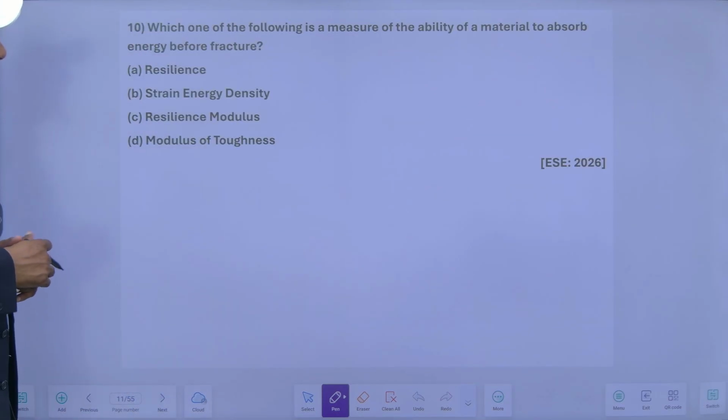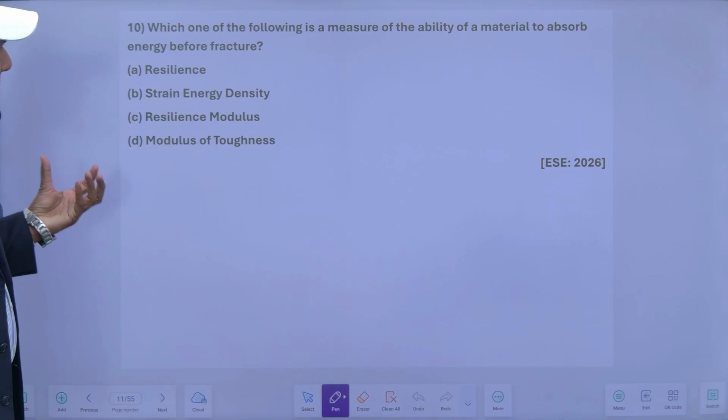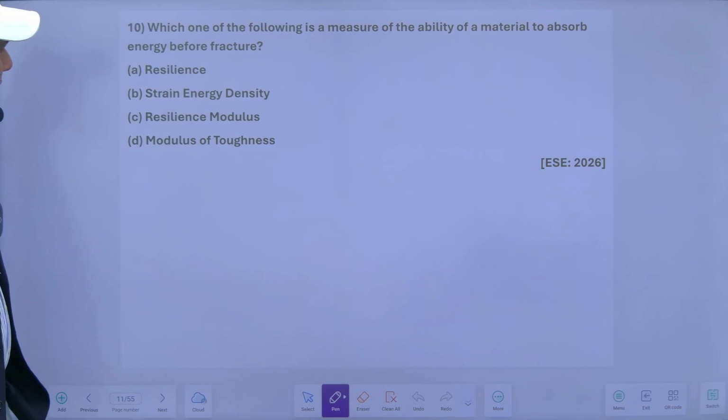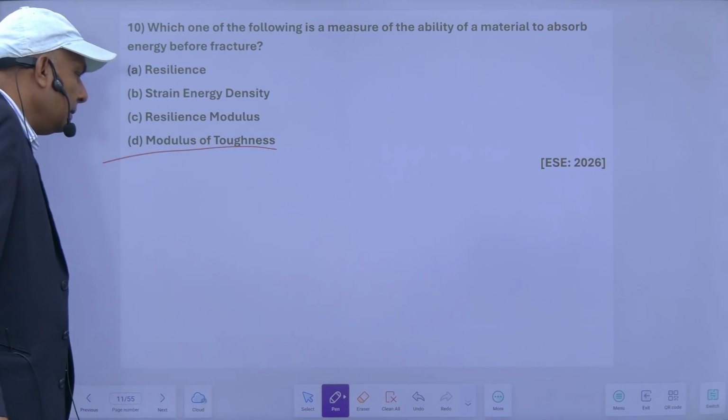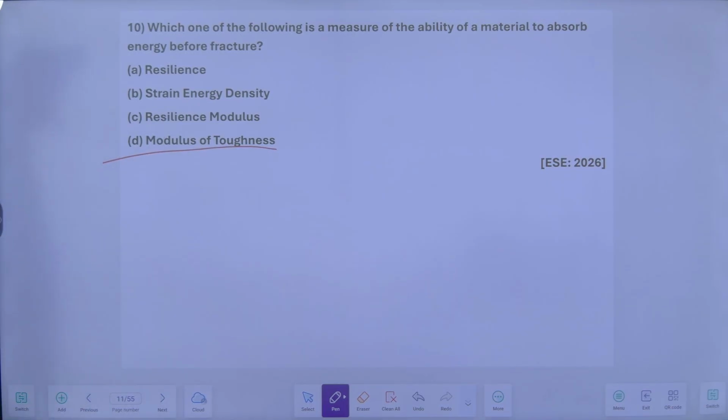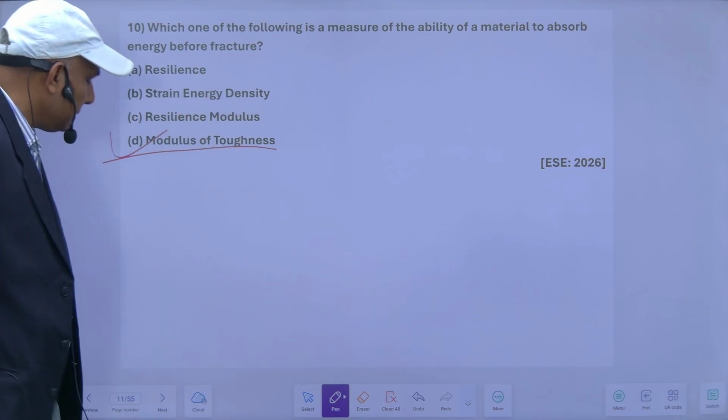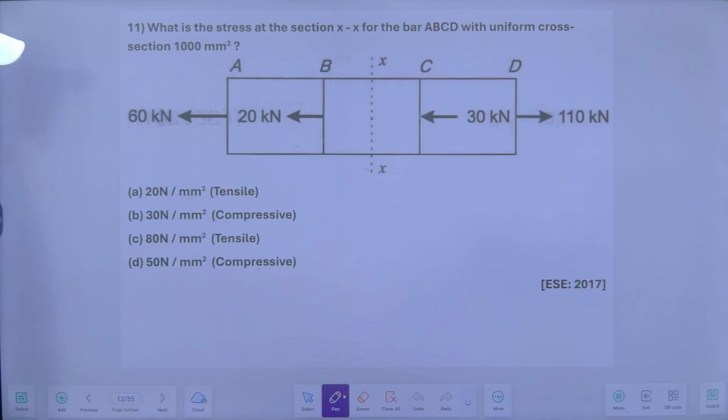Which one of the following is a measure of the ability of a material to absorb energy before fracture? The ability of a material to absorb energy before fracture is its toughness. It denotes how much energy it can absorb under cyclic loading without fracture. That is the modulus of toughness. So this is the right answer.